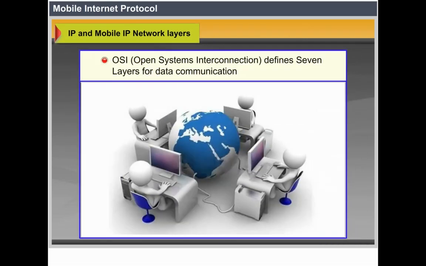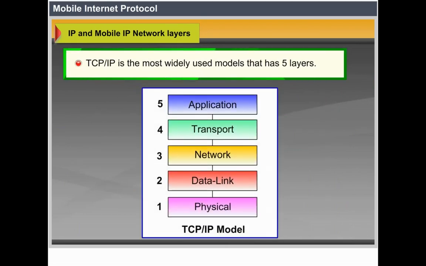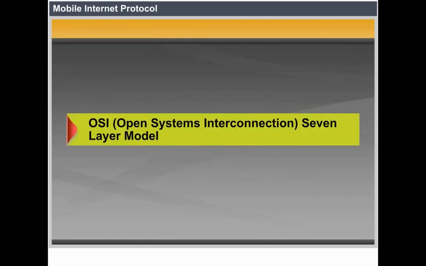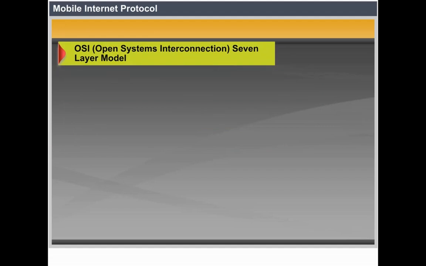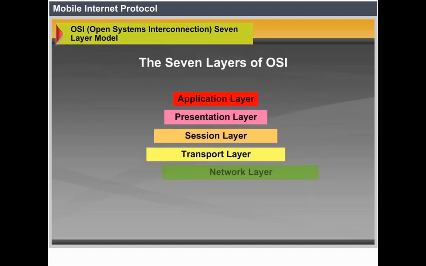OSI, Open Systems Interconnection, defines 7 layers for data communication. TCP/IP is the most widely used model, having 5 layers. The network layer, layer 3, uses IP in this model. OSI, Open Systems Interconnection, 7-layer model. The figure below shows the 7 layers of OSI.